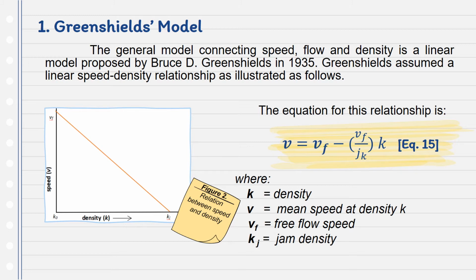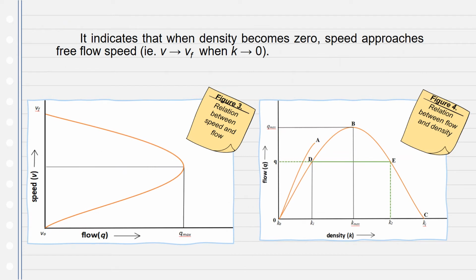The Greenshields model assumed a linear speed-density relationship, as illustrated in figure number 2. The equation to describe this is V equals V sub f minus the quantity V sub f over k sub j times k, where k is the density, V is the mean speed at density k, V sub f is equal to the free flow speed, and k sub j is the jam density. This equation means that when the density becomes zero, speed approaches the free flow speed.